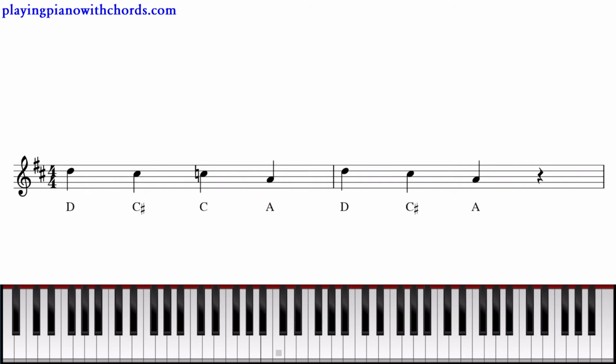Here's how it sounds. So the natural sign cancels the sharp sign for the duration of one bar.